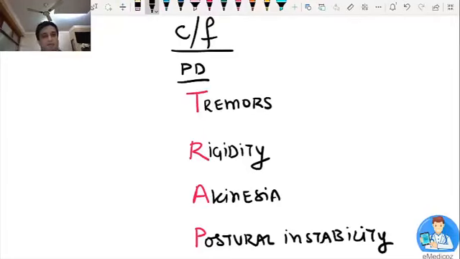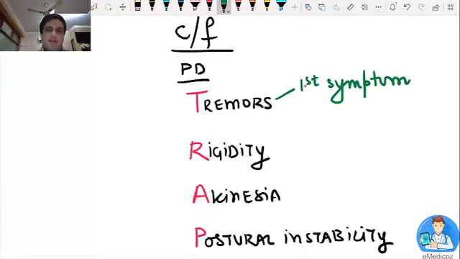Now, why is this mnemonic TRAP very important? Because most of the time in patients of Parkinsonism or Parkinson disease, one of the earliest or first symptoms they might come to me with, in 70% of cases, is that the earliest symptom of Parkinson disease is often a tremor. Apart from this, the type of tremor they have is known as a resting tremor.